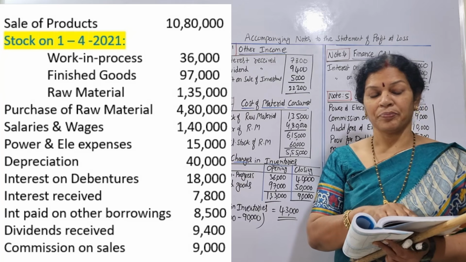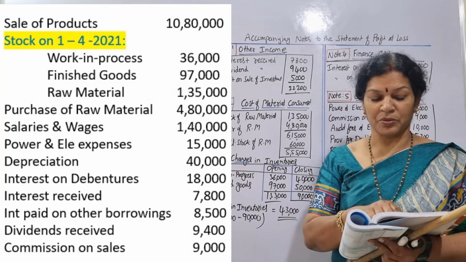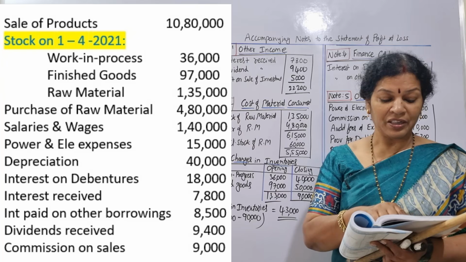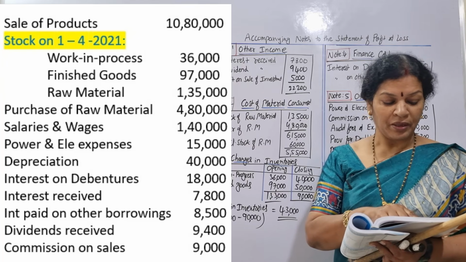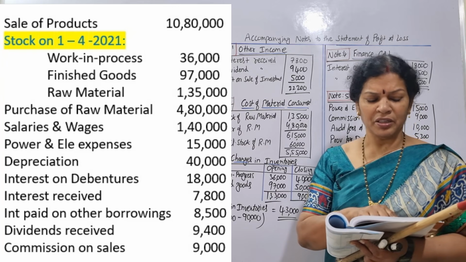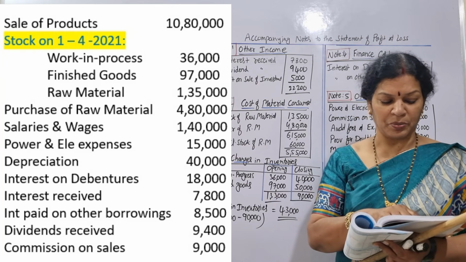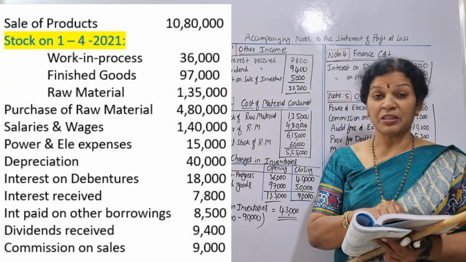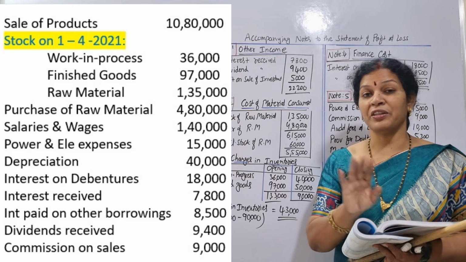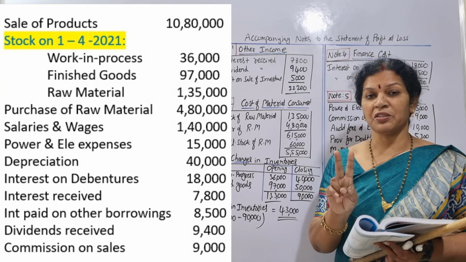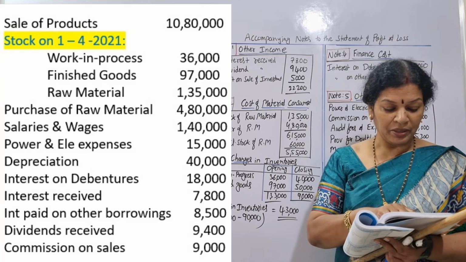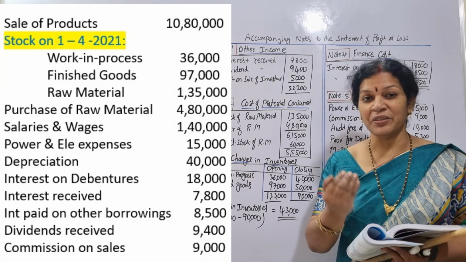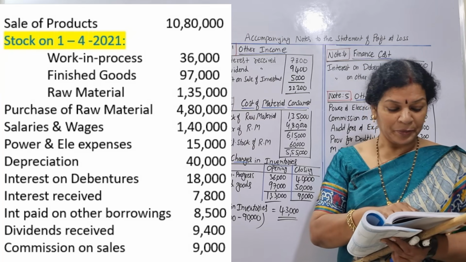Salaries and wages is employee benefit expenses, it comes under there. Power and electricity, other expenses. Depreciation, a separate column will show depreciation and amortization expenses. Next, interest on debentures comes under finance cost. Under finance cost, as I told you, interest on debentures, interest on loan, right? In the same way, interest received means other income.